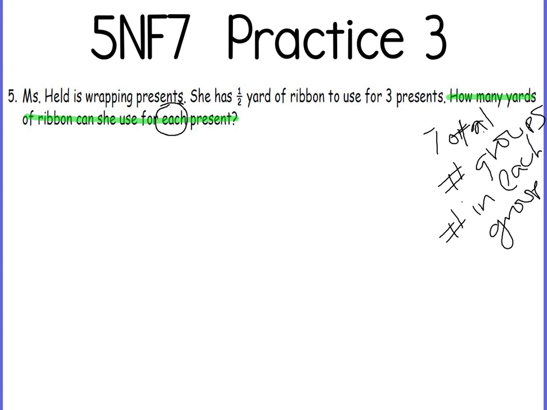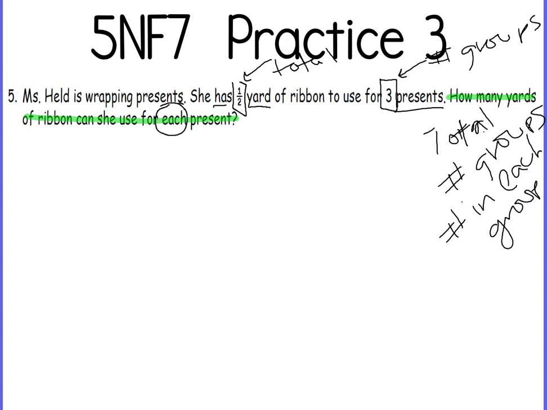So I go back through and I see Miss Held is wrapping presents. She has 1/2 yard of ribbon that she uses for 3 presents. So the "have" is always my total. That's how much I have. And then she's using it for 3 presents, so this is my number of groups. Since I have my total and my number of groups, I know that I have to divide.